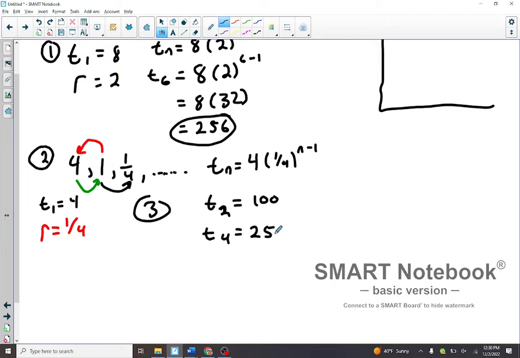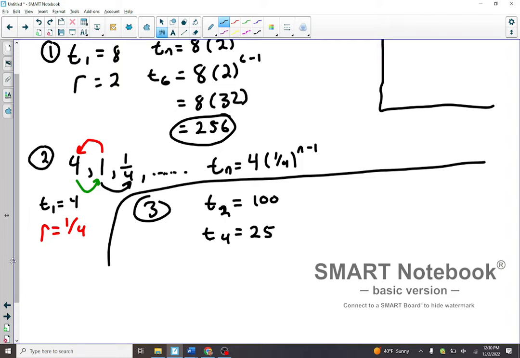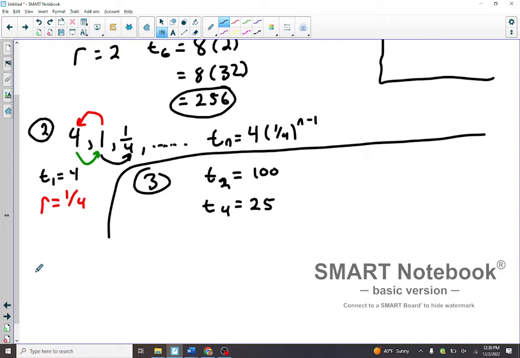Why is it dividing? Why did you ask for T2 and T4? No, I'm giving you this. We want to find the pattern, so we need to find the R. The best way to find the R is first to figure out how far I'm going.